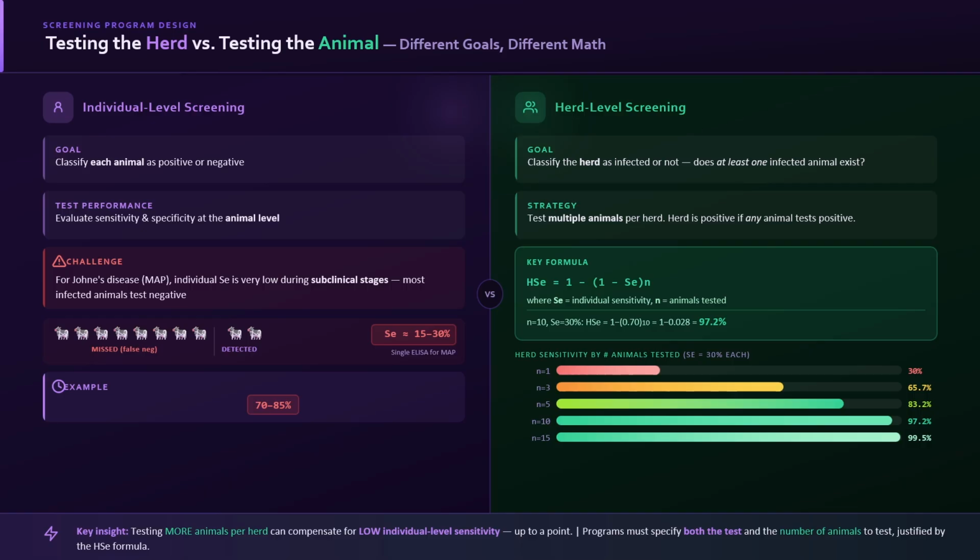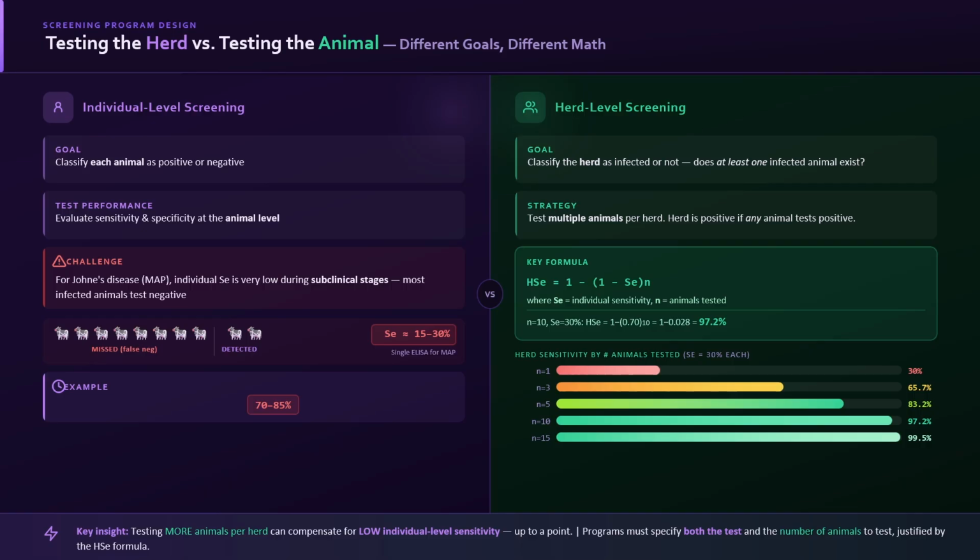Take Johne's. A single ELISA for MAP has only 15 to 30% sensitivity in subclinical animals. Test one cow, and you'll miss most early infections. As a tool for clearing an individual animal, it's weak. Herd level screening flips the question.